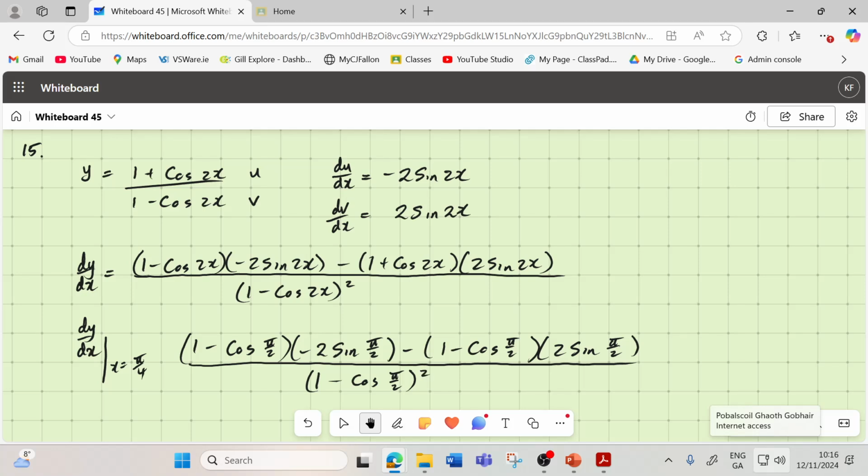Now we use the calculator, which must be in radians. Pi over 2 radians is 90 degrees, so we need the cosine of 90. On the calculator, cos 90 is 0.